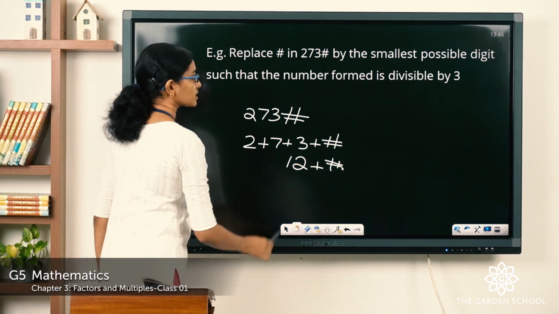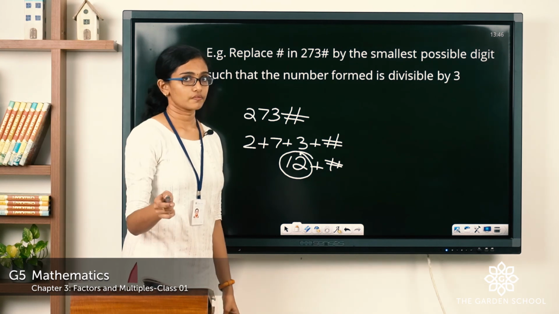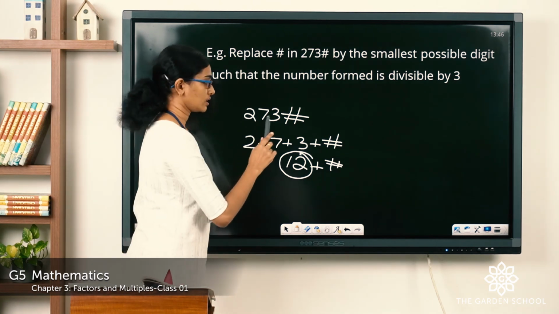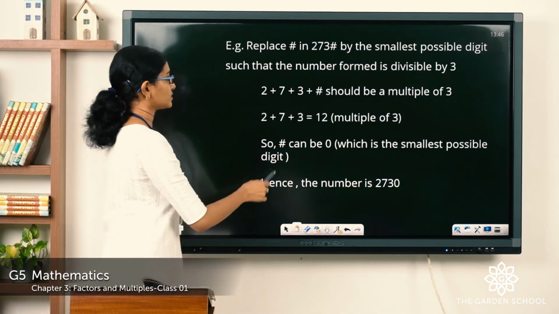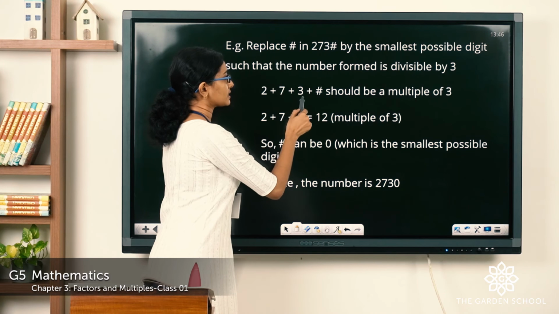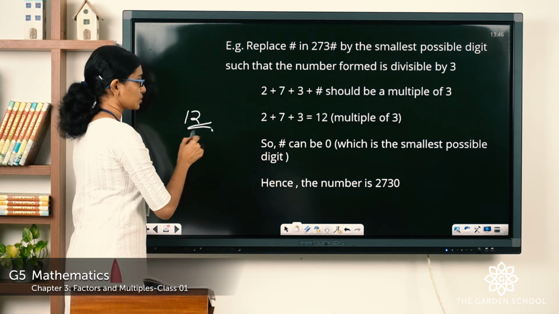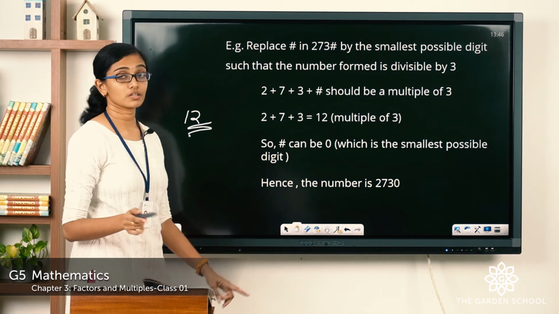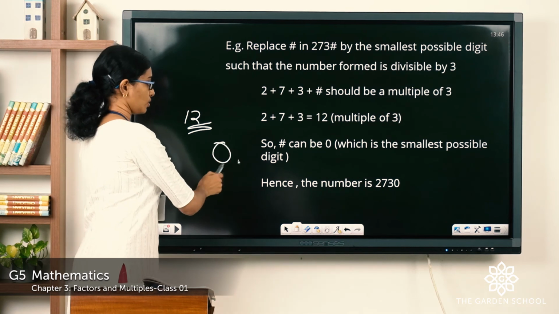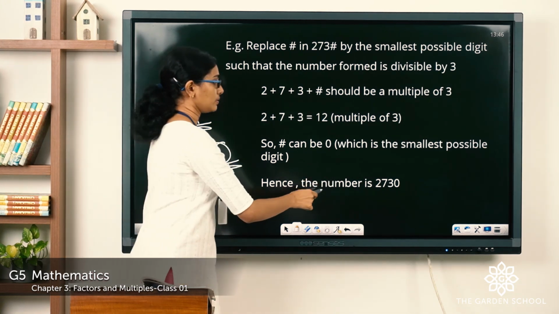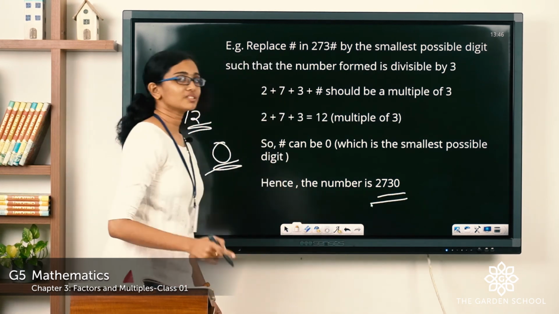So what is the smallest possible digit that can come here so that this 12, which is a multiple of 3, won't change? It must be 0, right? So if 0 comes here, 2 plus 7 plus 3 plus 0, the sum remains 12 itself, which is a multiple of 3. So the smallest possible digit that can come in place of hash is 0. So the number will be 2730. I hope this is clear to you.